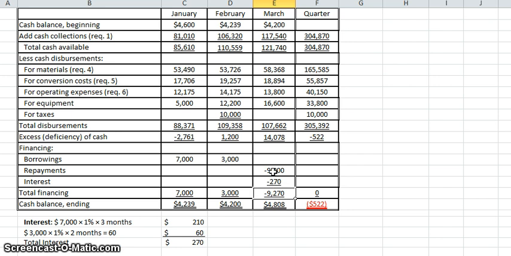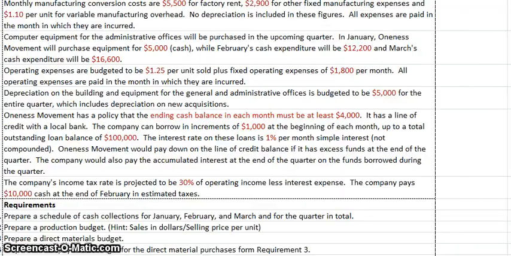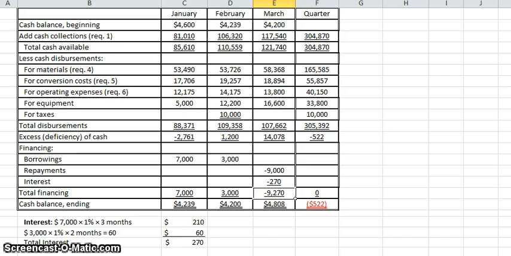So again, just to reiterate, what it says in the instructions is the company would also pay the accumulated interest at the end of the quarter on funds borrowed during the quarter. So you figure the interest and then see how much of the principal you can pay back, which in this case is 9,000, because that will leave us with 4,808. And that's why we can't pay that extra 1,000 back.